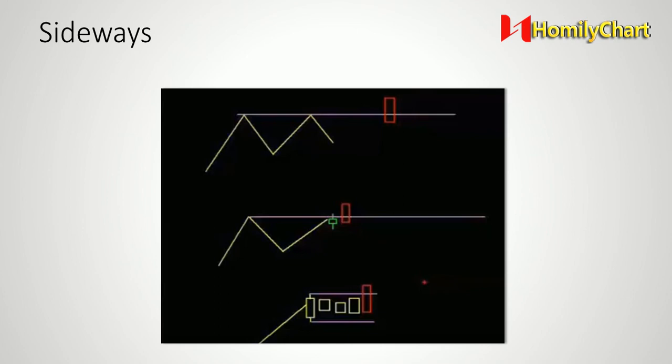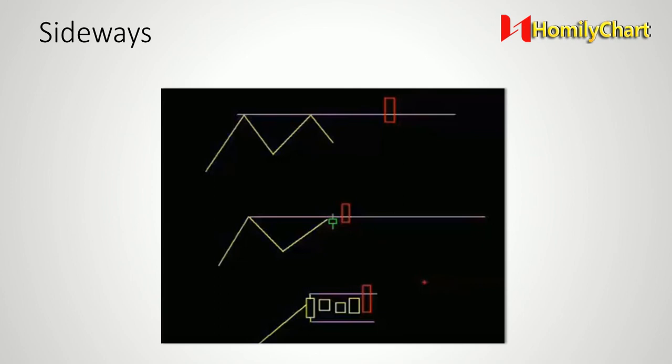Next one. Just now I already showed you the sideways at the bottom. The next one is sideways, but what's the difference? Just now the price declined then went sideways, but for these three situations, the price goes up then sideways. This is the difference, okay? So we can see the first one. The price goes up, then down. Then up again, then down again. So this is sideways, right? So maybe in the future, the price will break out upward. Okay? So this is the first one.